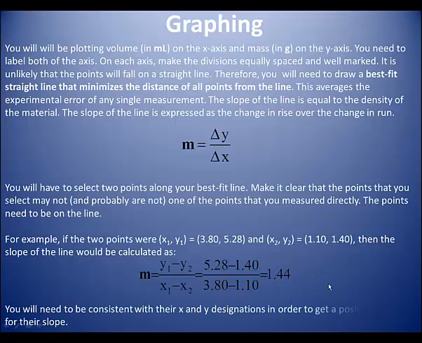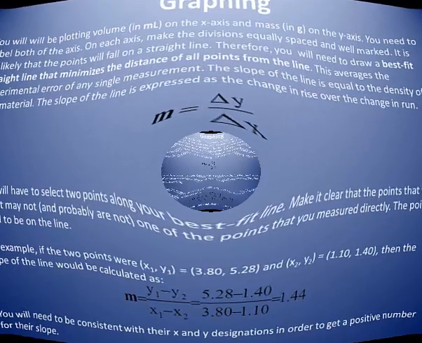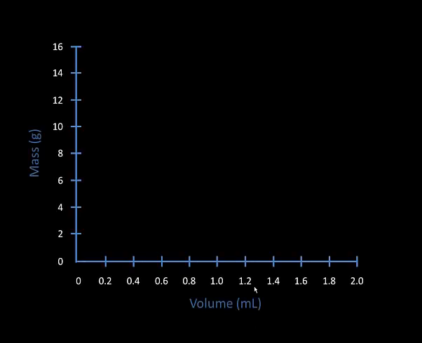So here you can see that calculation. You'll need to be consistent with, as I said, those x and y designations in order to get a positive number for the slope. So here is an example of a nice set of data.